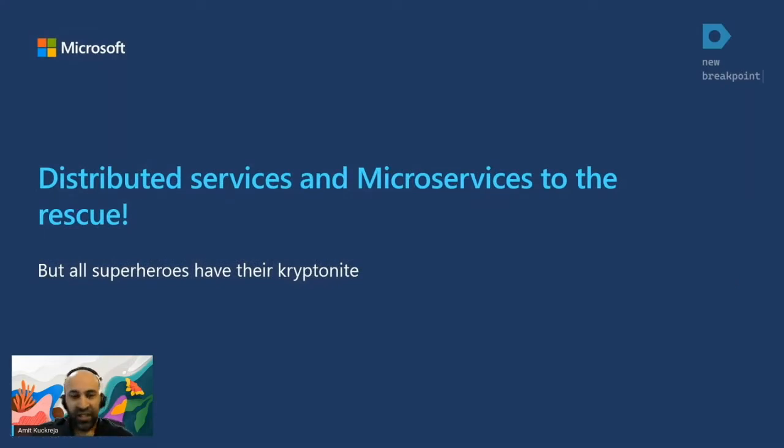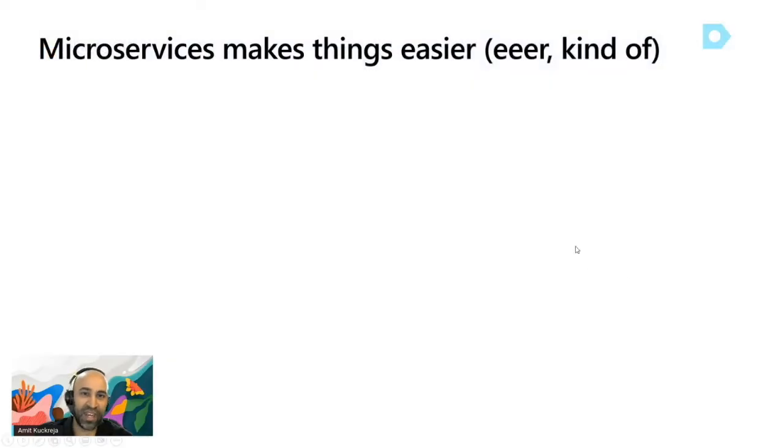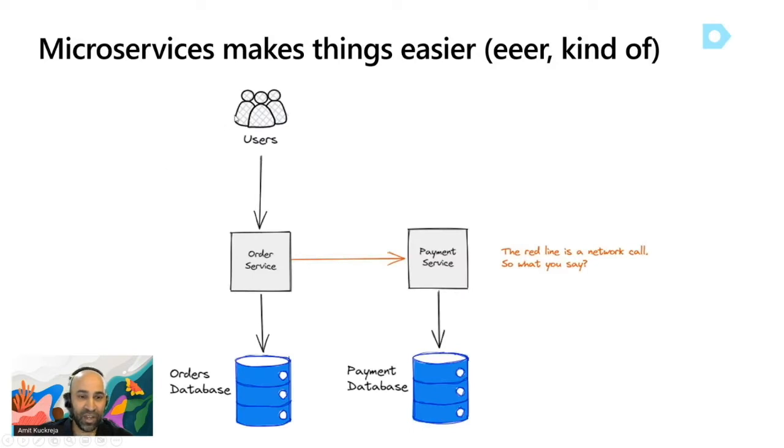As we were hitting the capacity of these relational databases, microservices became much more popular, and microservices address technical concerns and also organizational concerns. For now, I'm mostly focusing on those technical concerns, but all superheroes have their kryptonite. Microservices have their pros and cons. Now, microservices can make things easier. For example, if we're looking at an ordering service on a retail website, users come in and make their order, and if this was a monolith, as per the previous diagram, it would all be done within this monolithic service.